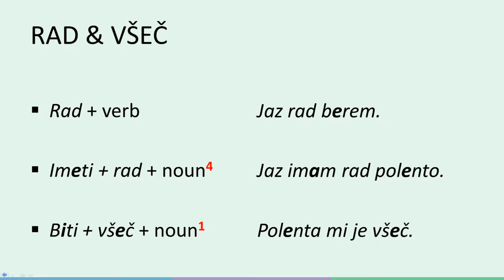Here, we're already beginning to see the important difference between the two. With imeti RAD, that which is liked is in the fourth case, which is to be expected, since it fits the regular pattern of subject, verb, object, where the object is in case number 4. But with biti všeč, what one likes is in the first case or the nominative. That's why we have polenta, nominative, in the VŠEČ example, and polento, accusative, in the imeti RAD example. More on all of this in just a bit. We'll go through everything in detail, so don't worry if this is all a bit too much. For now, let's have a look at what the difference in meaning is between the two.